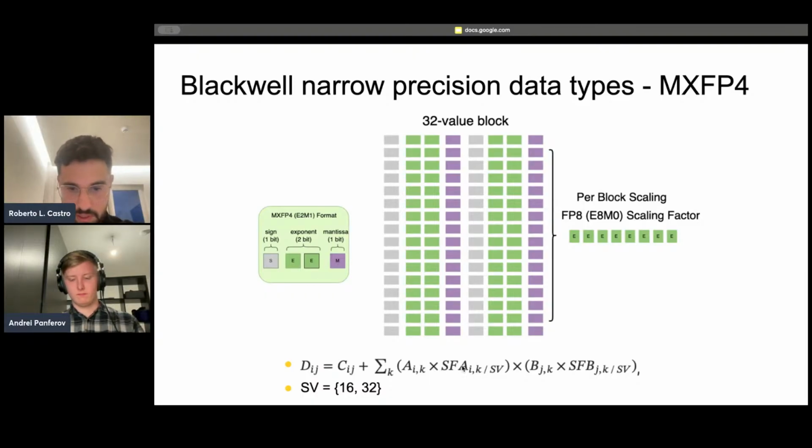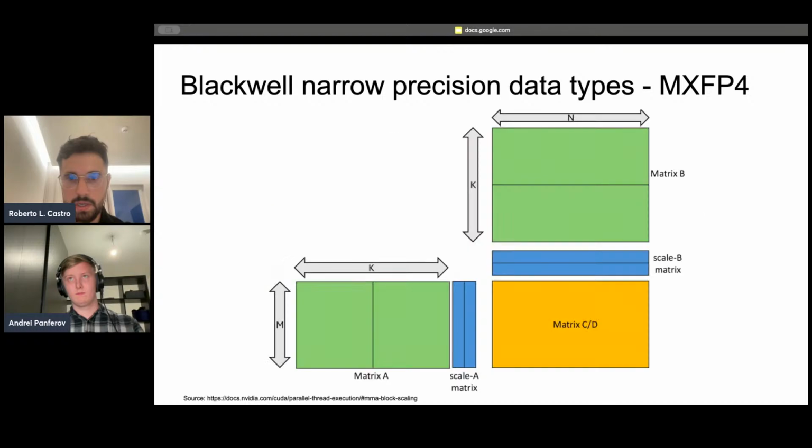So for instance, for this A matrix over here, the K dimension is going to be divided by 32 in the case of MXFP4, because we assign a single scaling factor to each 32 elements, right? For MBFP4, that will be 16, but that's not the target of this presentation or paper. So let's continue with MXFP4, remembering that we group 32 elements, right?